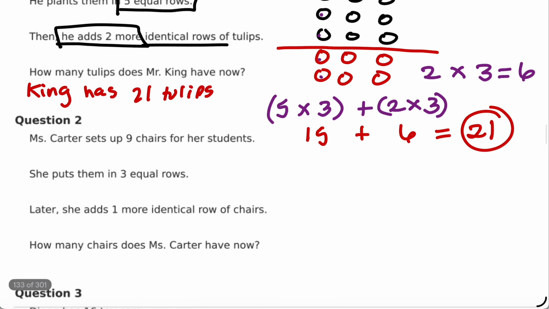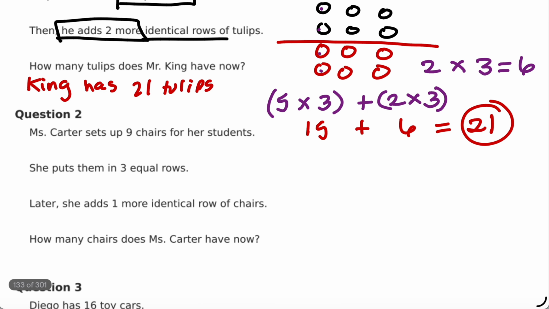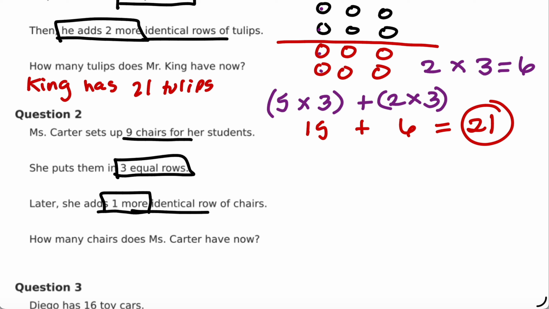Let's do another one. Miss Carter set up 9 chairs for her students. She puts them into 3 equal rows. Later, she adds 1 more identical row of chairs. How many chairs does Miss Carter have now? So we know that she has 9 chairs for her students, which is our total, and we're going to put them into 3 equal rows. So let's do that. 1, 2, 3. Okay? 4, 5, 6, 7, 8, 9. So there's my 9 chairs, and I put them into 3 rows here.